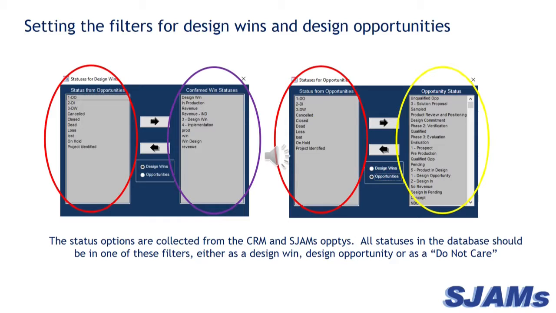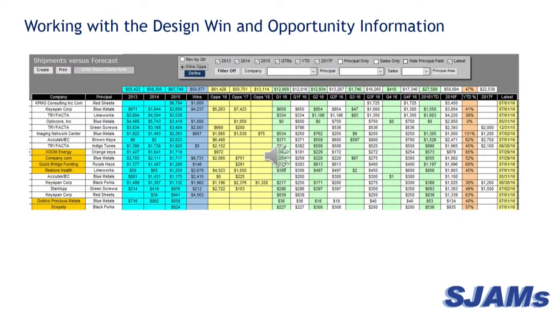The use of filters should be straightforward, as items can be moved from the left column to the right column and back by selecting the item and using the arrow key, which shows the direction you want the selection to move. Okay, so now we know how to create the filters for design wins and for design opportunities.